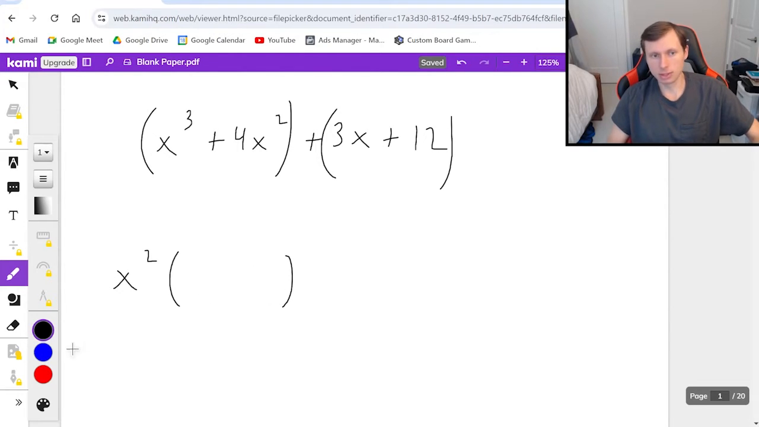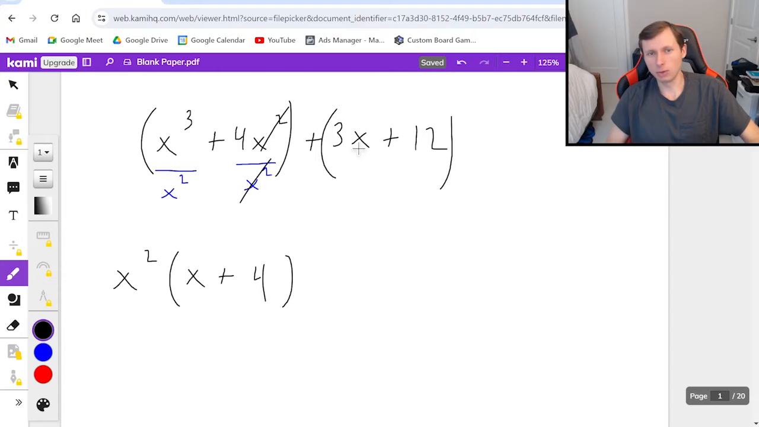So to find out what goes in the parentheses, I just have to divide both of these by x squared. X cubed divided by x squared just leaves me with an x. And then 4x squared divided by x squared, the x squareds cancel, so I get plus 4. There's the first one. We're halfway done.